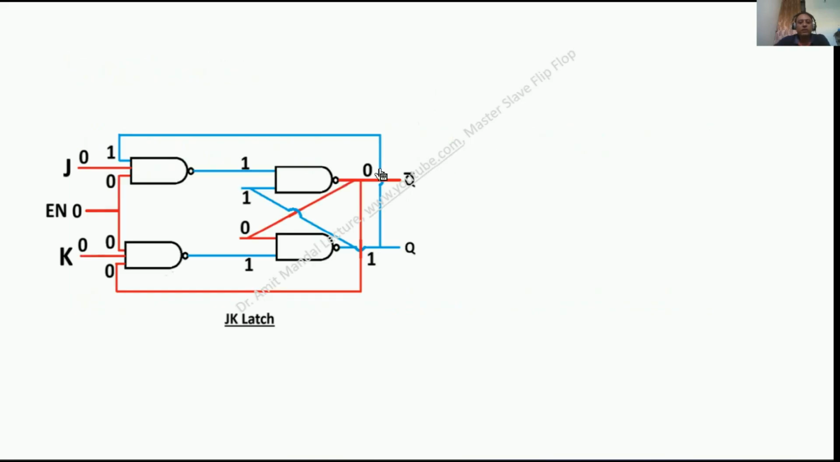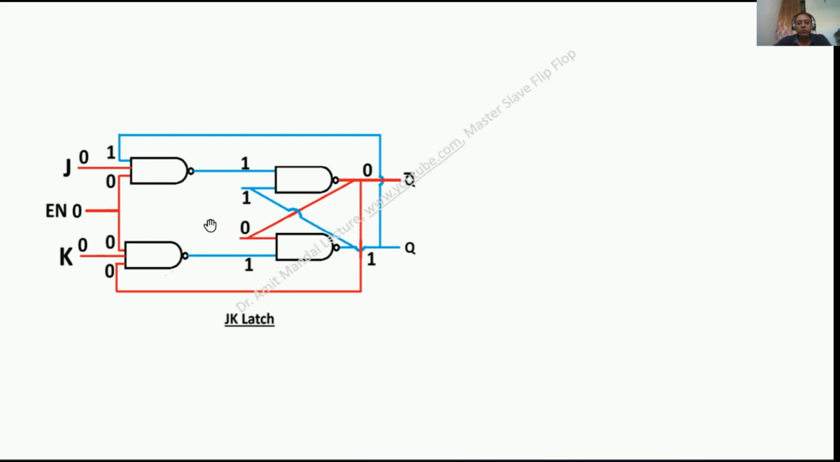So see, this is a JK latch. These are the four NAND gates. The outputs of the right hand side NAND gates are connected to the inputs of the left hand side NAND gates, and J and K are the inputs. J and K are variables, and any input, 0 or 1, we can apply. The enable input is also called the clock input. This is common to both the NAND gates, and right now it is 0 for both the NAND gates.